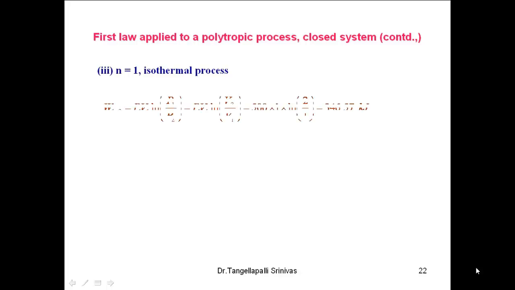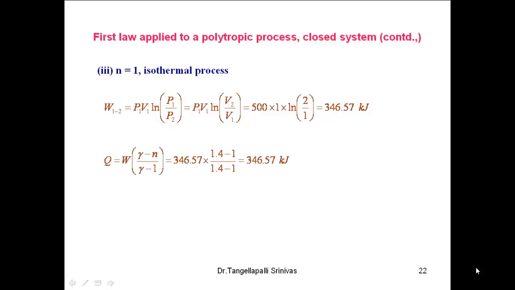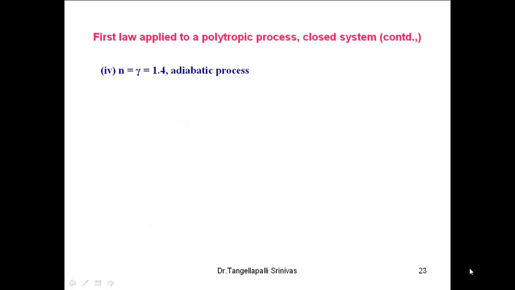Whereas for the isothermal process, that is n is equal to 1, the work is 346.57. Heat is the same, 346.57. The delta U is equal to 0, since there is no change in temperature. There is no change in internal energy. The fourth case is adiabatic expansion, where n is equal to gamma, that is 1.4.